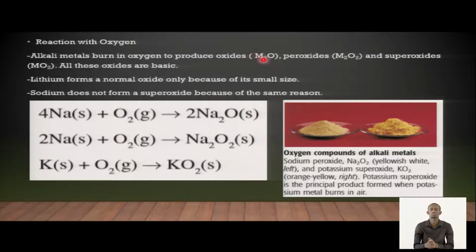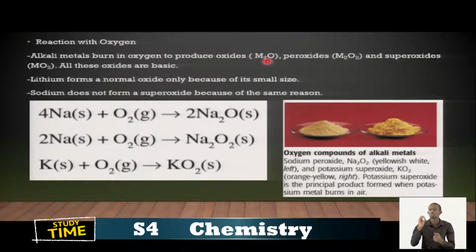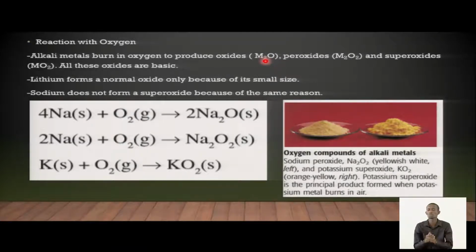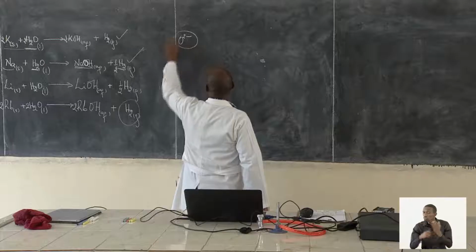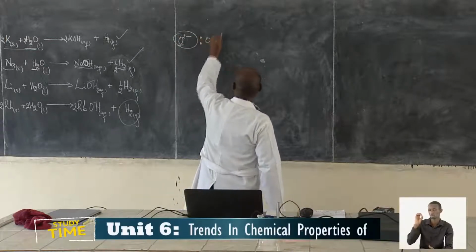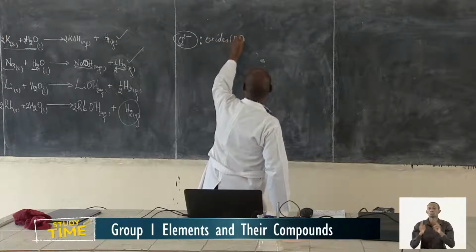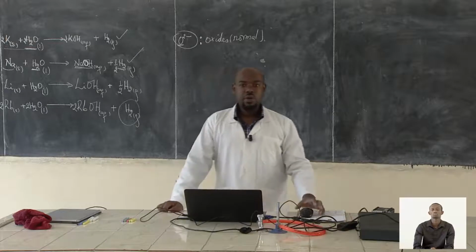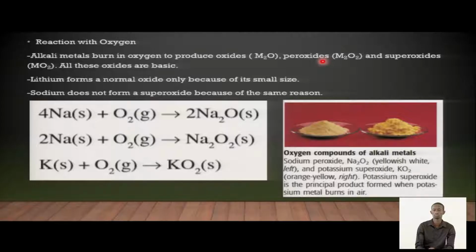We have M2O. M2O, you can see in this case, because the charge of these group 1 metals is always 1 positive. So when we have M2O, we mean that oxygen has a 2 negative charge, O2 negative. And with this ion, we call them the normal oxides. Normal oxides. And we also have peroxides.